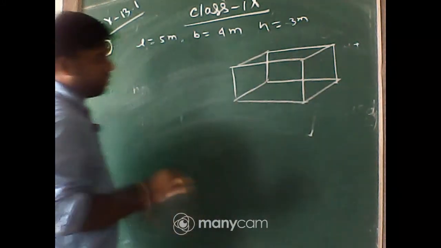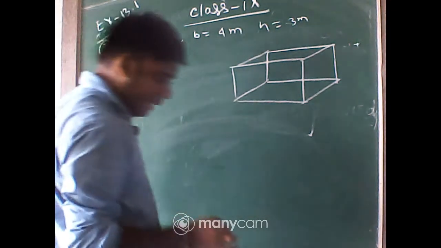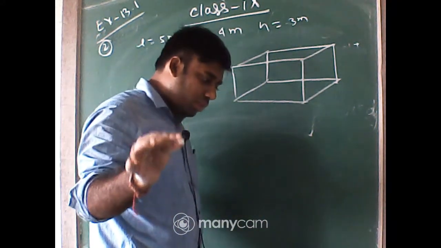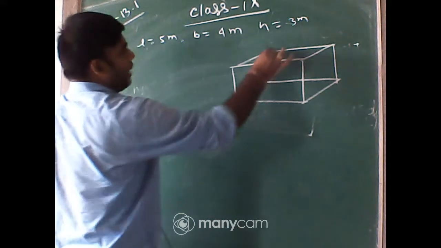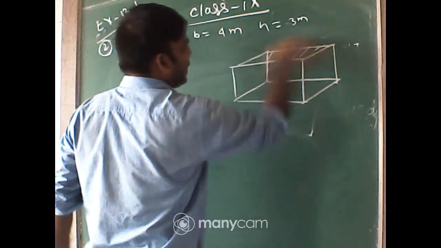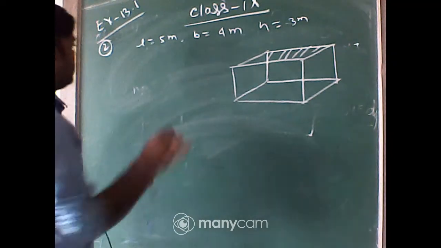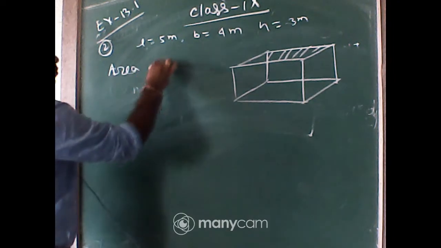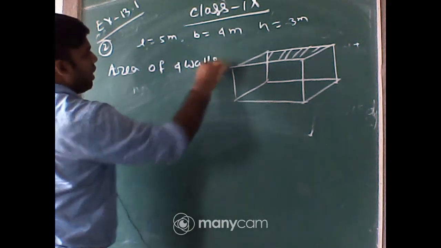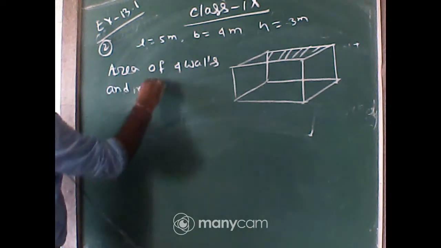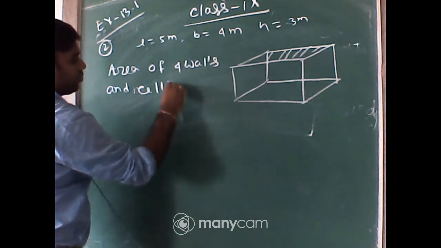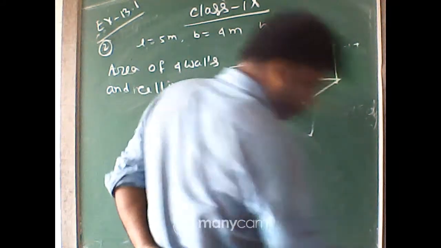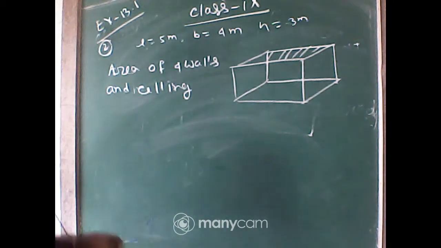Okay, cuboidal shape. Now you have to whitewash the walls of the room and the ceiling. So you have to whitewash the 4 walls and also the ceiling. So we need the area. First we have to find the area of the 4 walls and ceiling. Tell me the formula.